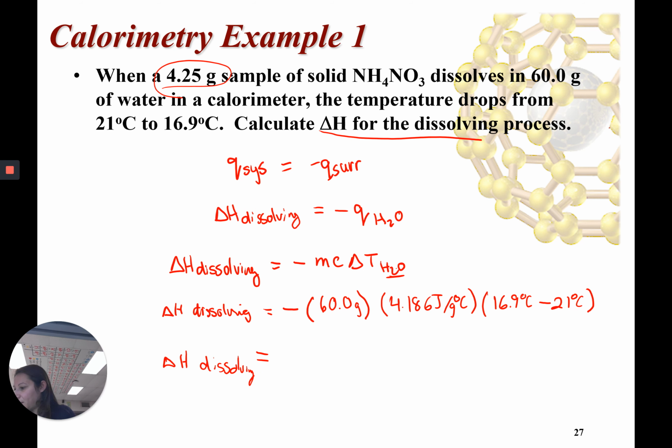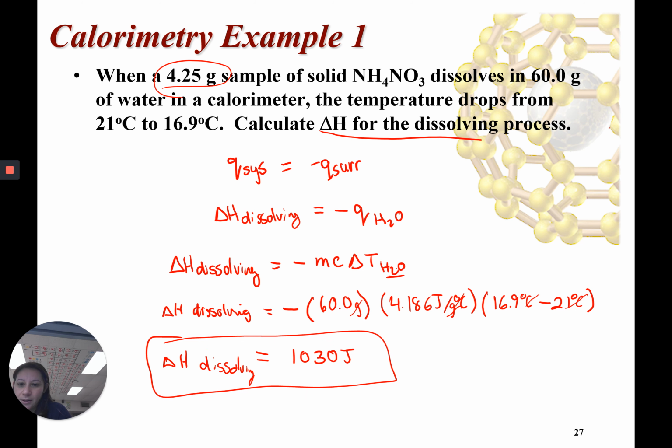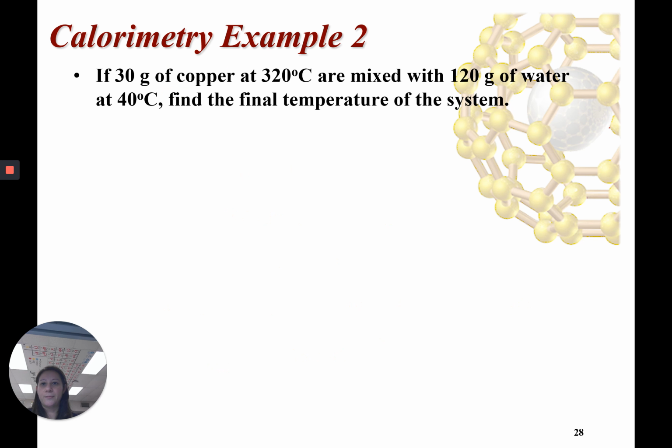It turns out to be a positive value. It is positive: 1,030 joules. My grams cancel, my Celsius cancel, and I end up with joules. So that's my answer. Let's look at another example.